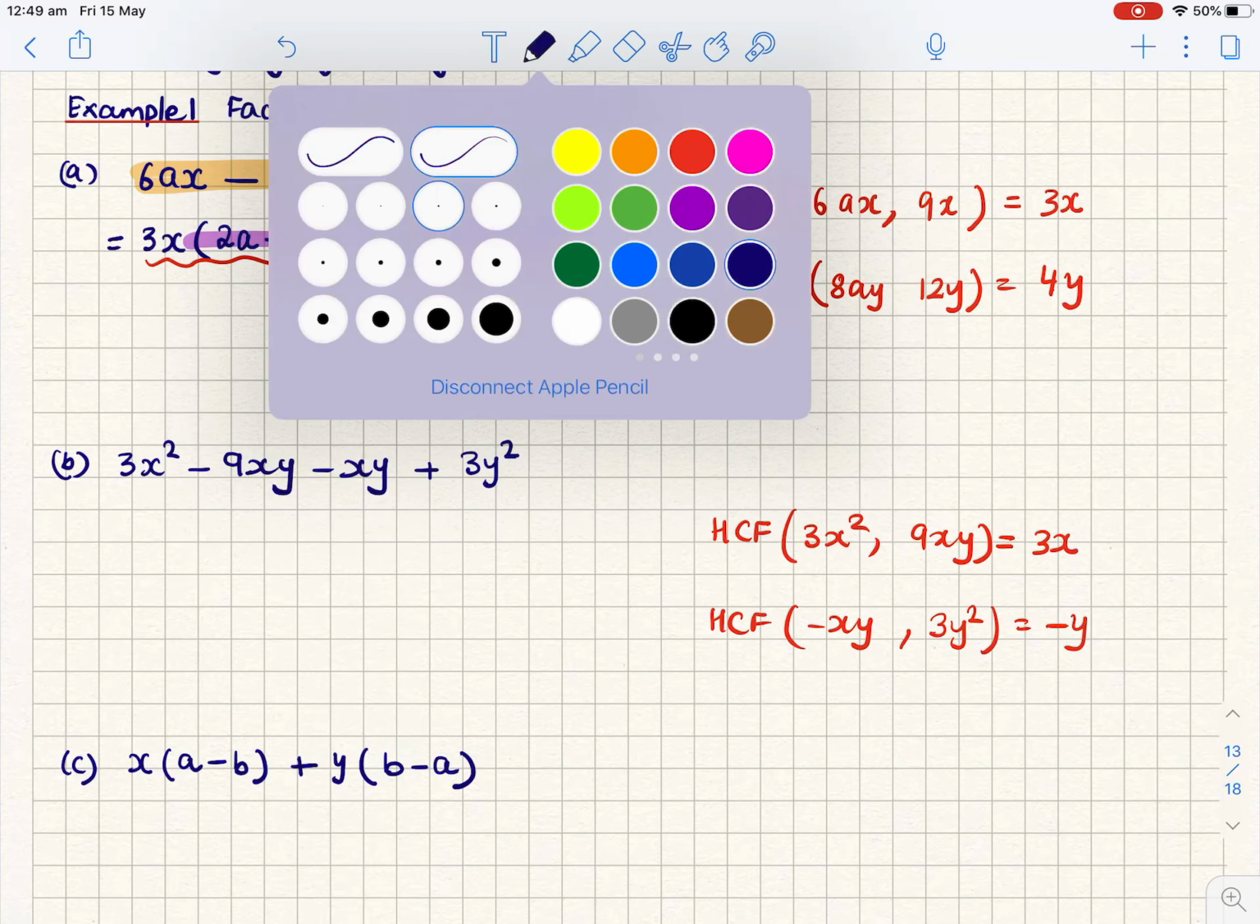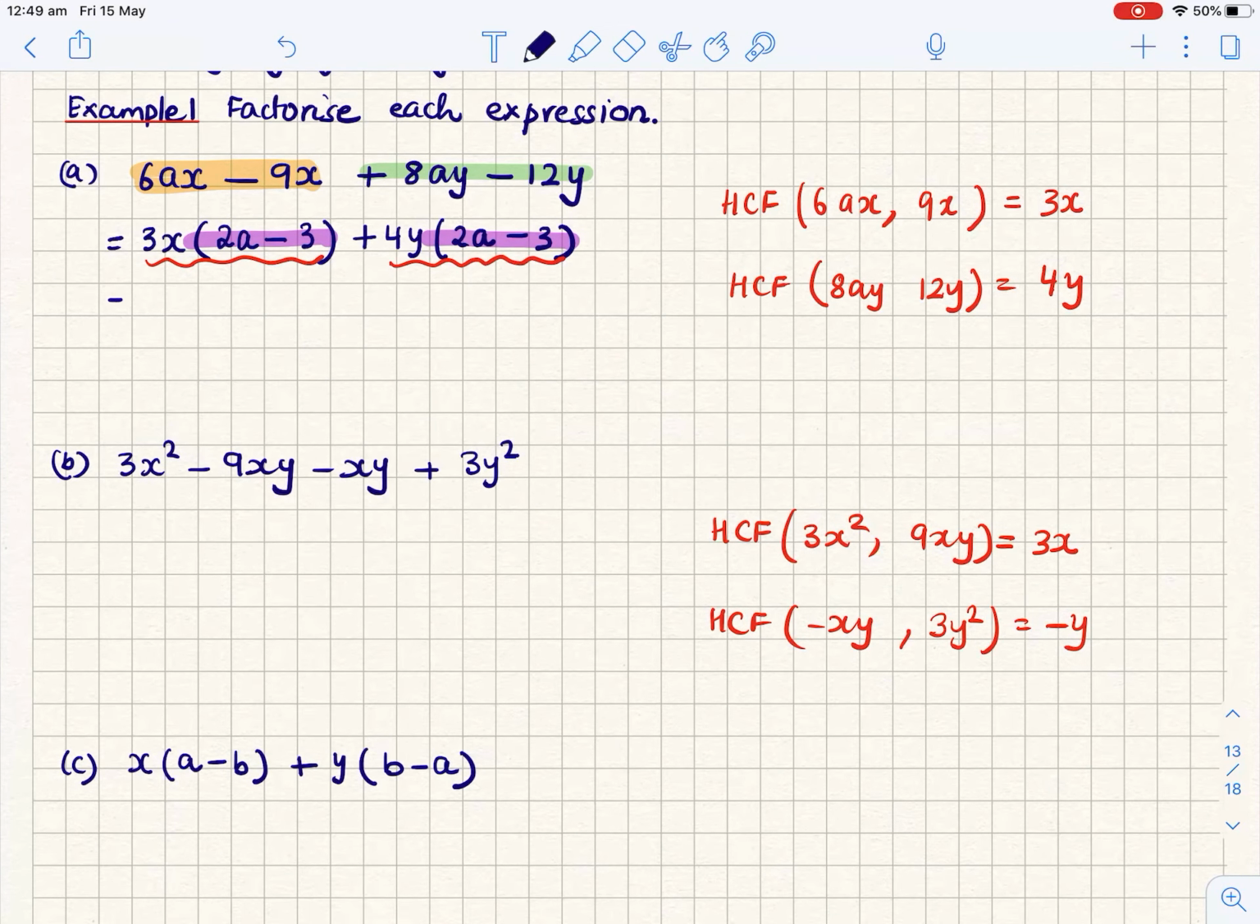Now the common between these two terms is that parenthesis. So I take common. Then if you divide the first term by 2a minus 3, we are left with 3x. If you divide the second term by 2a minus 3, we are left with 4y. Now, there is nothing common between the terms of each grouping symbol. So that's your final answer.